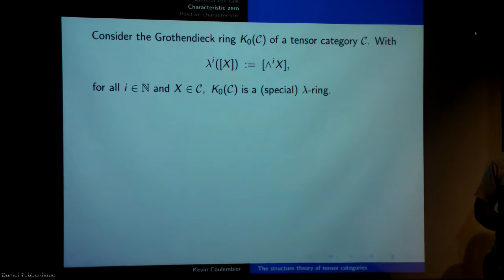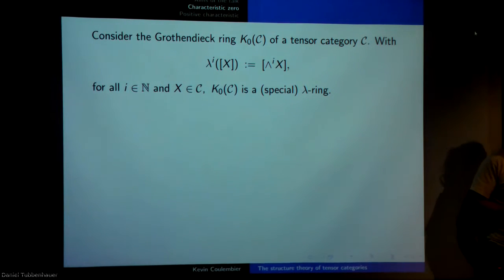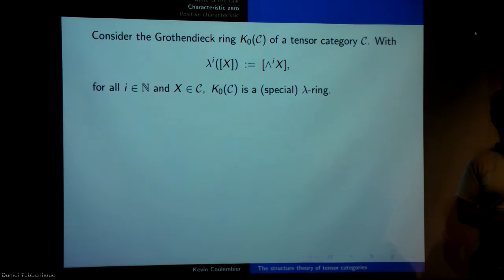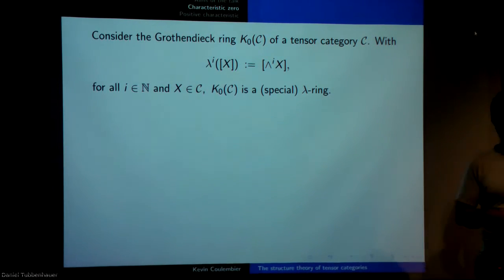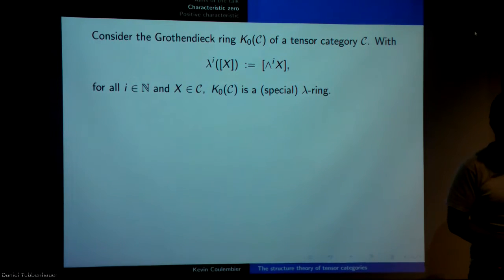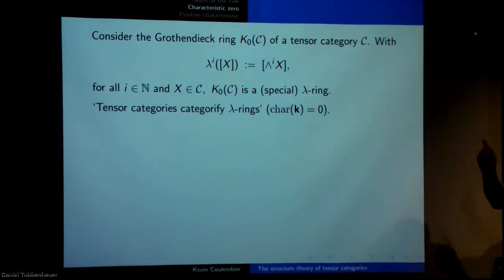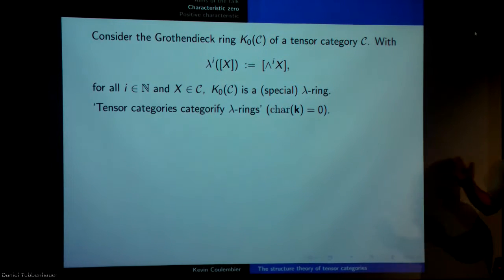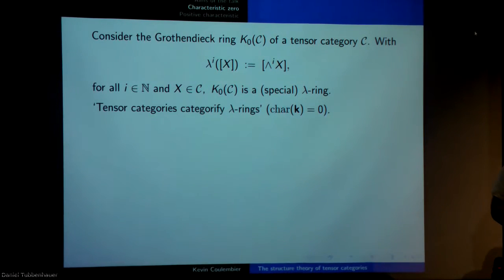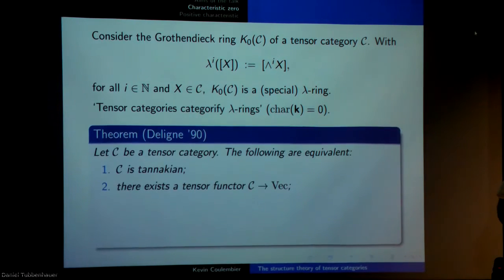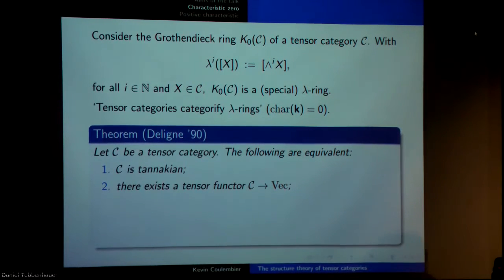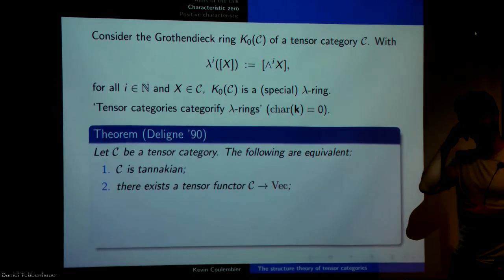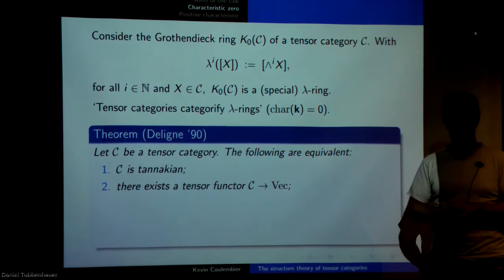So with this structure, it's not very difficult to check that you actually get a special lambda ring or a lambda ring, depending on your favorite terminology. So the universal properties are satisfied. So there we go. Tensor categories, in this sense, categorify lambda rings. Let's go with that. So then there's this famous classical theorem, which tries to characterize Tannakian categories among all tensor categories, at least in characteristic 0.